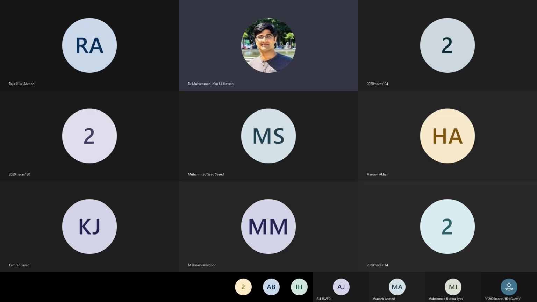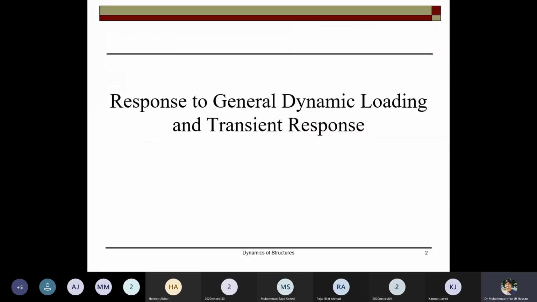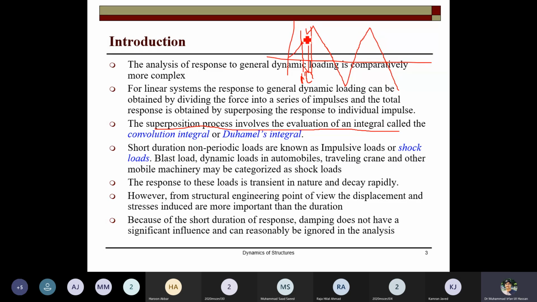So I was telling you about the response to general dynamic loading and its transient response. The general dynamic loading can be anything, going in different directions. We can solve for a very small time step and integrate, superimposing the small integration problems over a single problem by giving a range. That superimposed problem, which involves the evaluation of a multiple integral, is called the convolution integral, after the research by Duhamel. So it's also called the Duhamel integral.